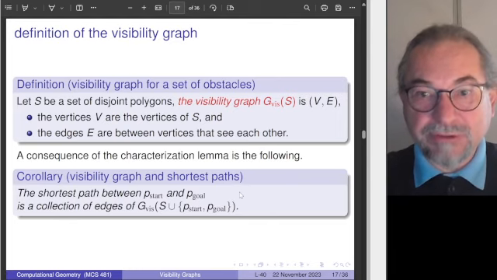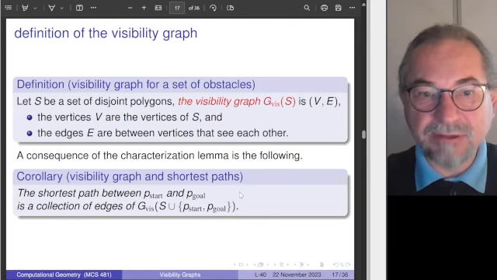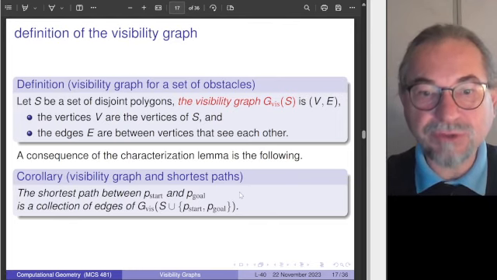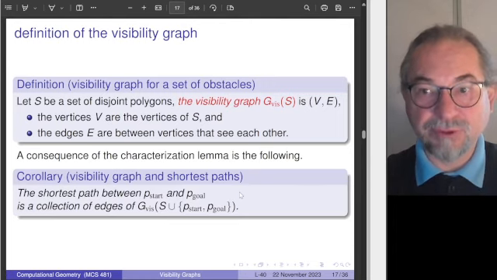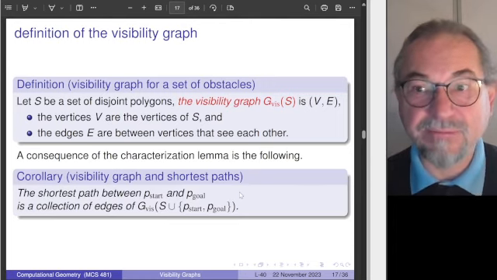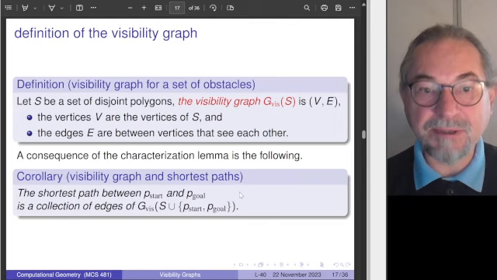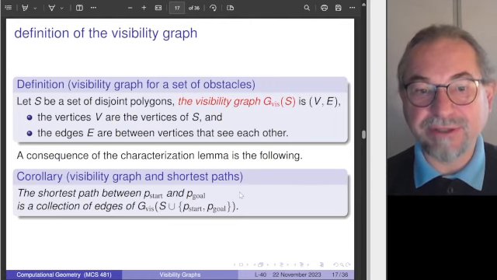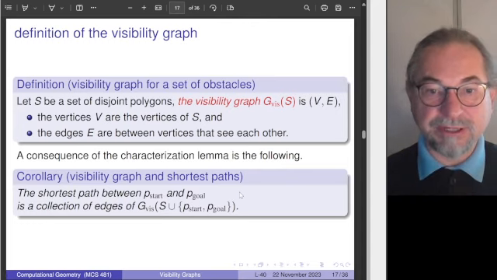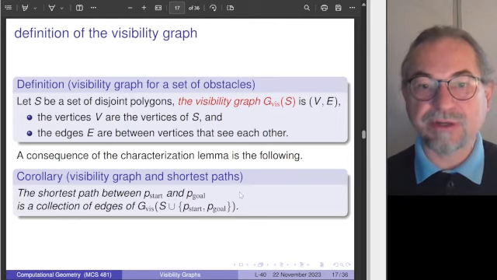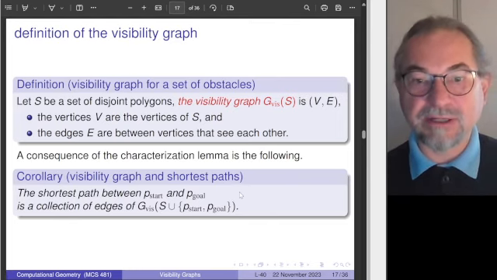The vertices are the vertices of the obstacles, and the edges are between the vertices that see each other. So we now have a new data structure that is the visibility graph. And the consequence of the lemma is essentially that the shortest path between a start and a target is actually the collection of edges that contains the vertices of the obstacles, and added to this are two other vertices, the start and the target.